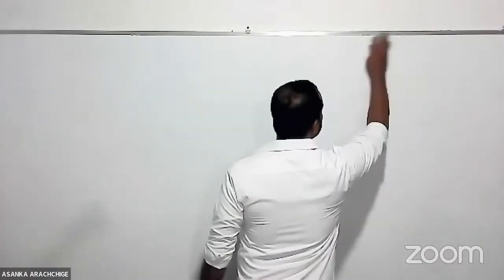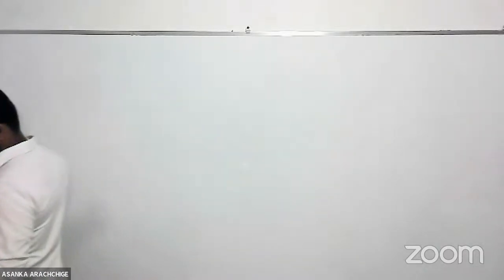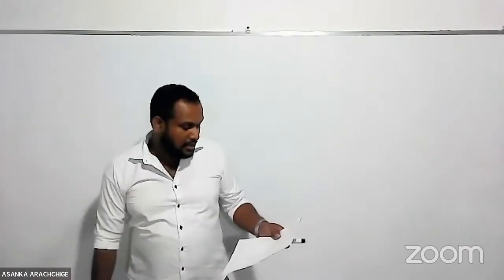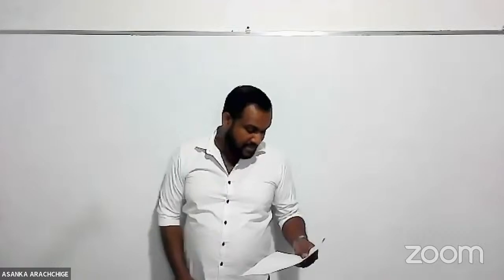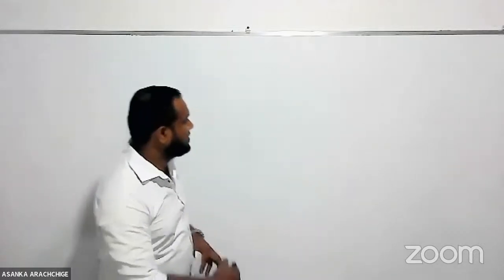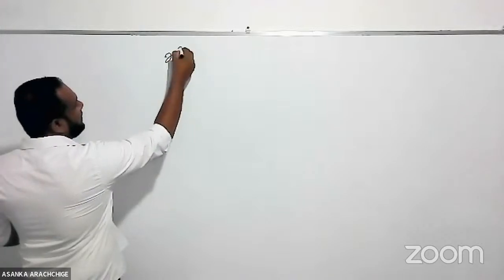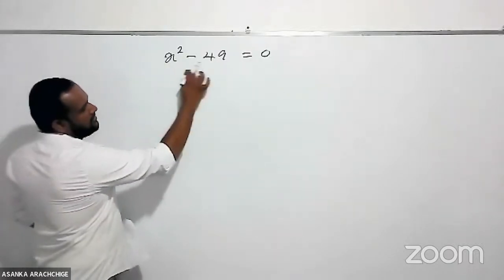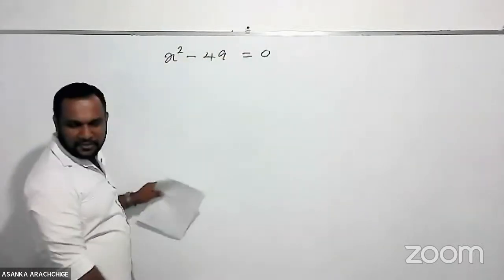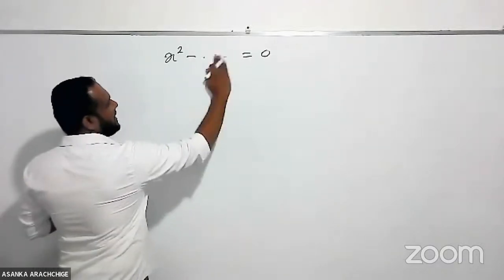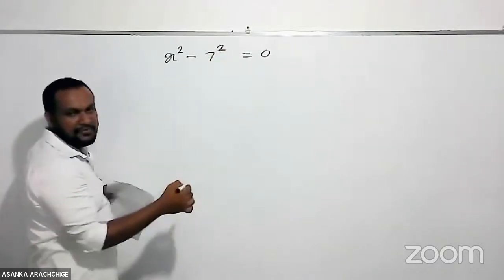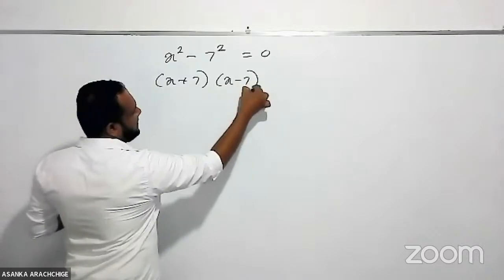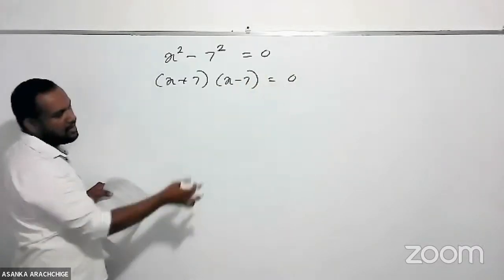Next one. Number 18. Very simple one. Solve. We have to solve a quadratic equation. X squared minus 49 equals 0. Right. This is a difference of two squares because 49 means 7 squared. Factors: x plus 7 times x minus 7 equals 0.